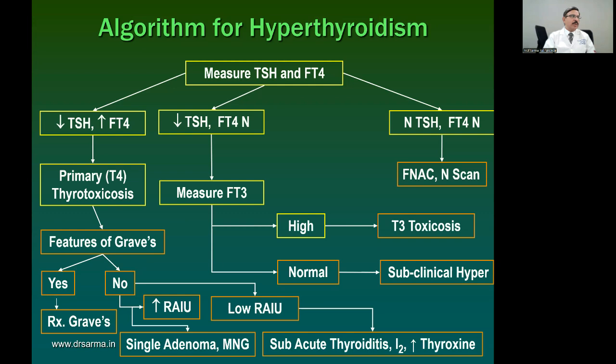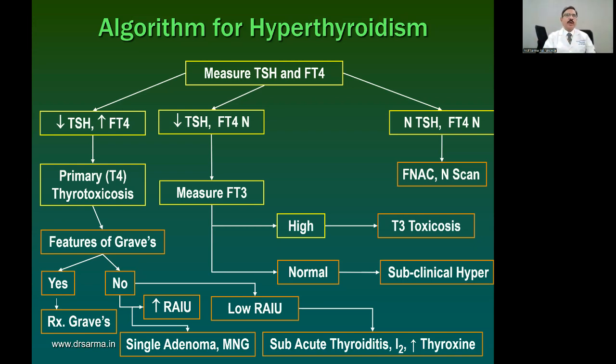Okay? Patient has come with features of some thyroid swelling and suspected hyper. First thing what I do, FT4 and TSH. If both are normal, then swelling is there, maybe malignant, maybe iodine related, do an FNAC and nuclear scan. That is the algorithm.